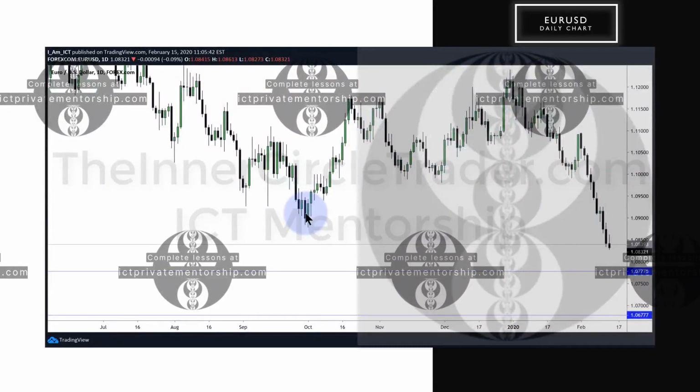Price is algorithmically delivered. That means price is going up and down whether there's a buyer or seller at that price. Let me say that again. Whether there's a buyer or seller at that price or not.